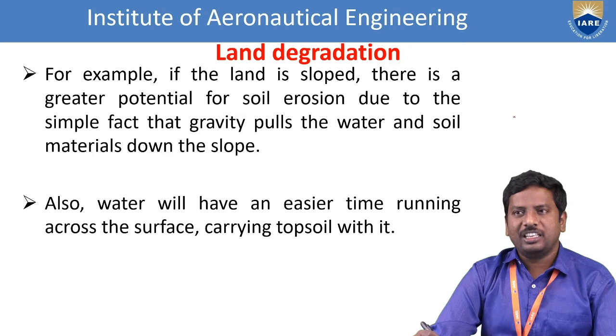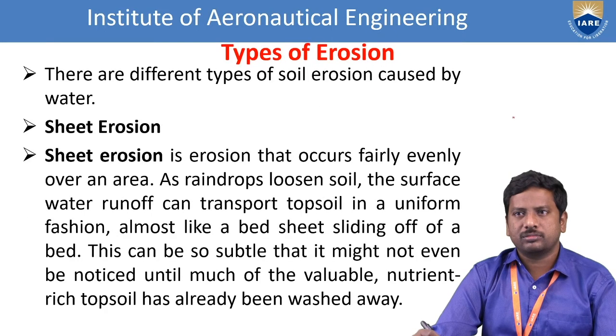For example, if the land is sloped, there is a greater potential for soil erosion, due to the simple fact that gravity pulls the water and soil materials down the slope. Also, water will have an easier time running across the surface, carrying topsoil with it. Now let us see what the types of erosion are.